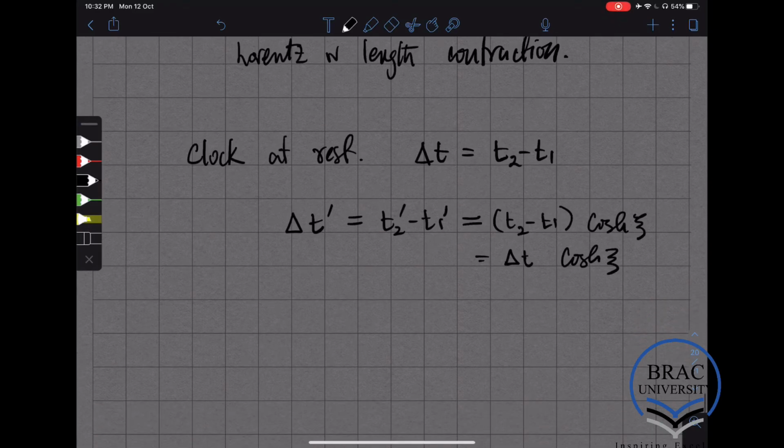And thus we see that the interval between two ticks of the moving clock is larger than the interval between two ticks of the clock when it was at rest. So a moving clock, therefore, runs more slowly than a clock that is at rest. And this is known as time dilation.